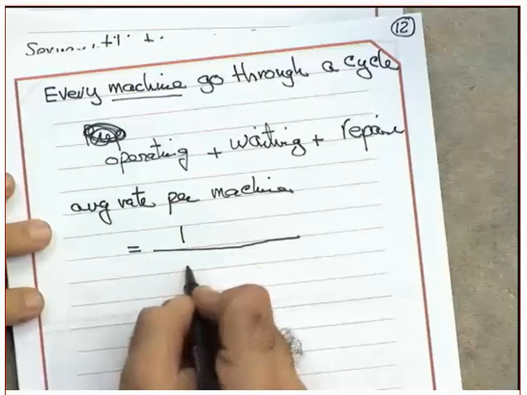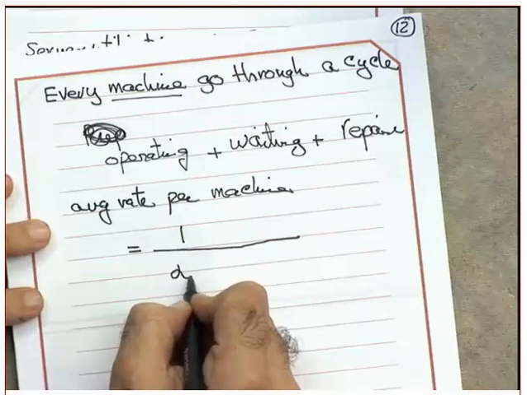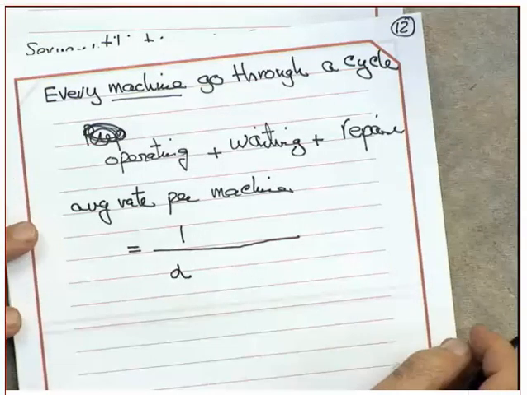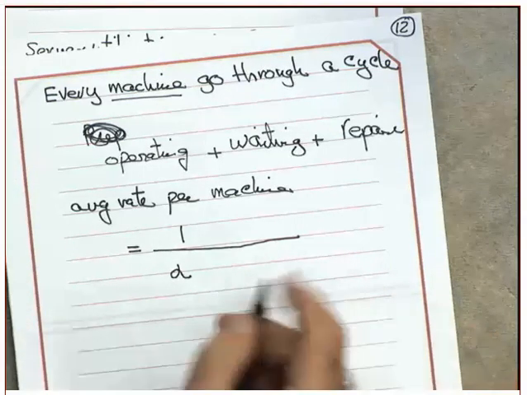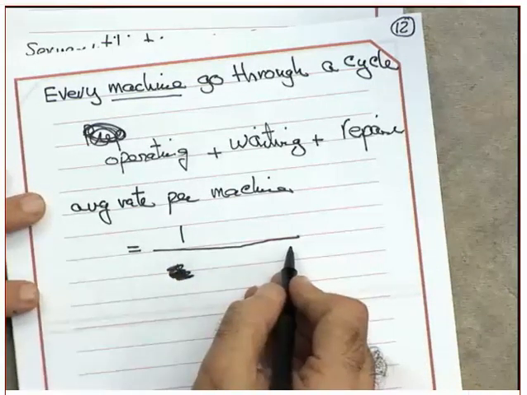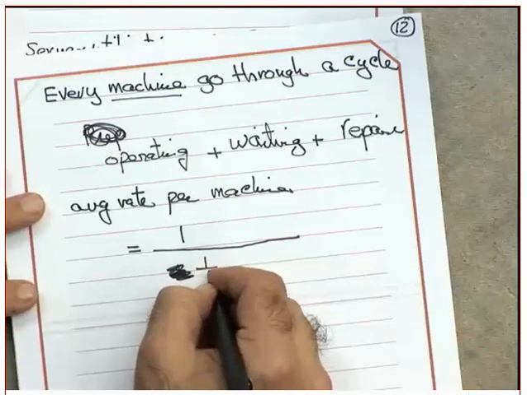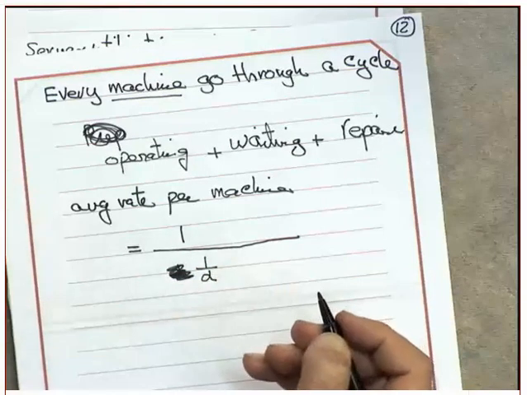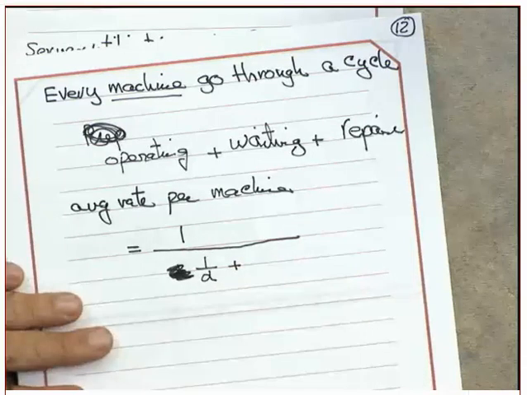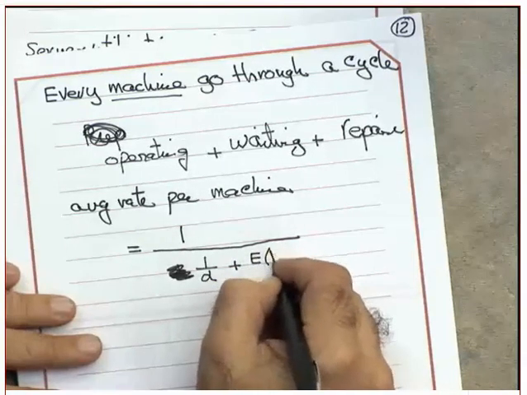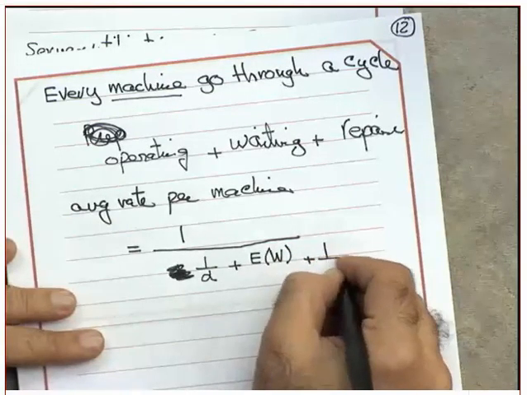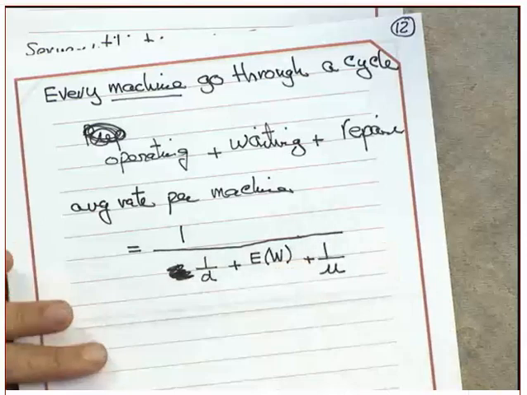Alpha, which is the average operating time? No, I messed up. Did I say 1 over alpha? I'm sorry, I'm talking about the rate. It's 1 over the time. So it's 1 over alpha, plus the expected value of the waiting time, plus 1 over mu. Did you get it?